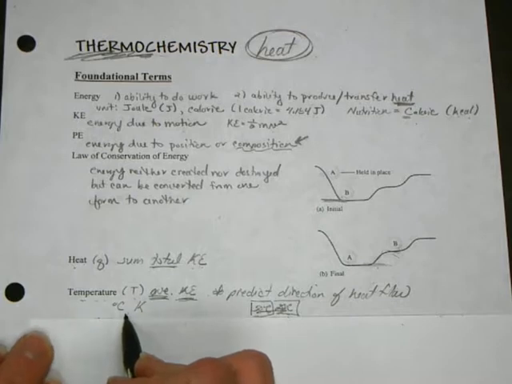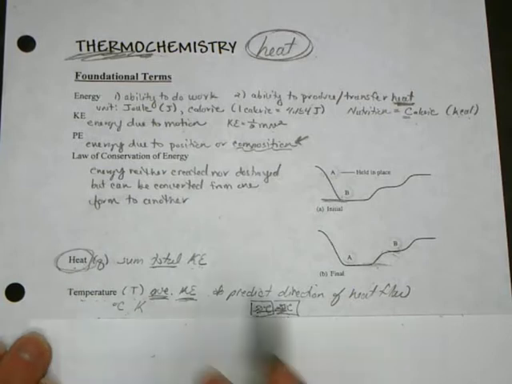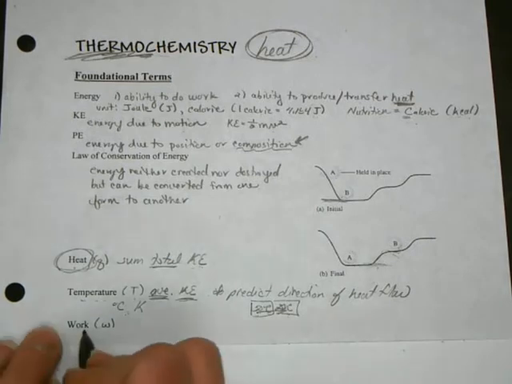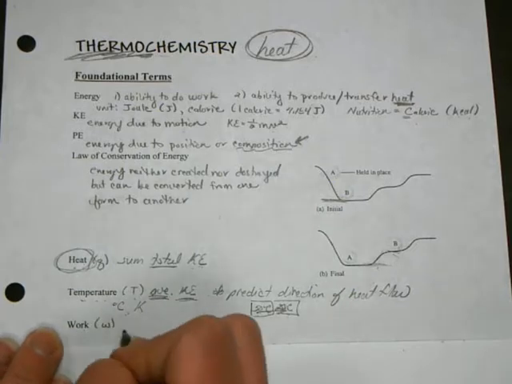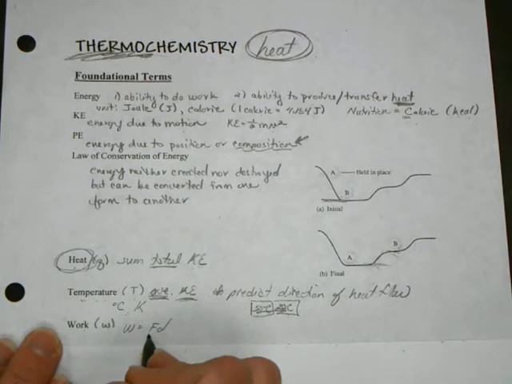We can change the energy of a system either by changing the heat or by allowing the system to do work or the surroundings to do work on the system. Now, according to physics, work, lowercase w, is defined as a force that acts over a distance. So remember, work is force times distance.